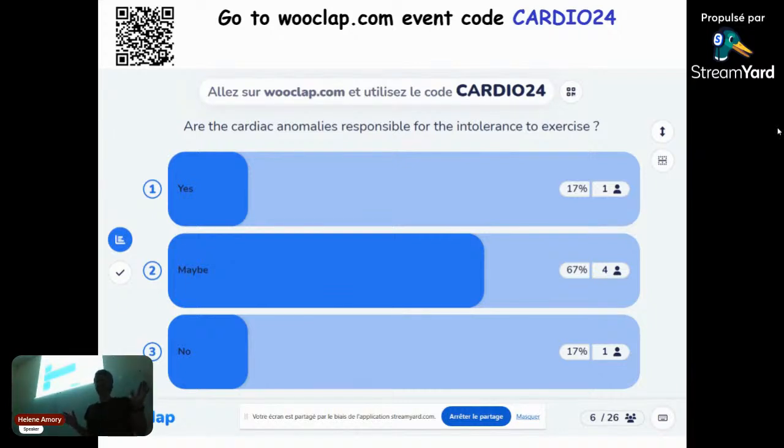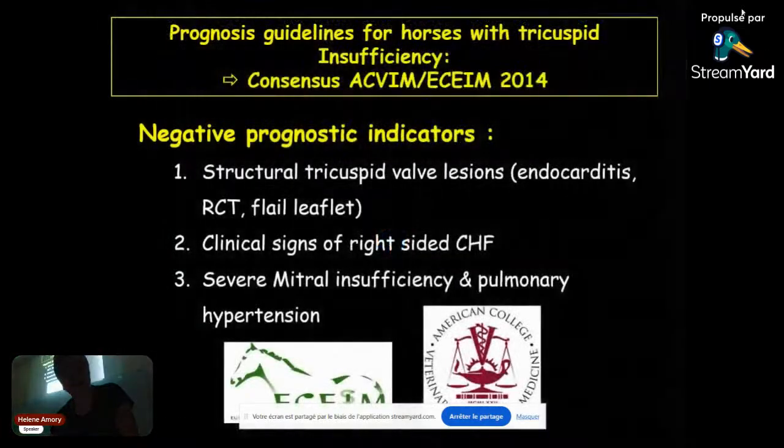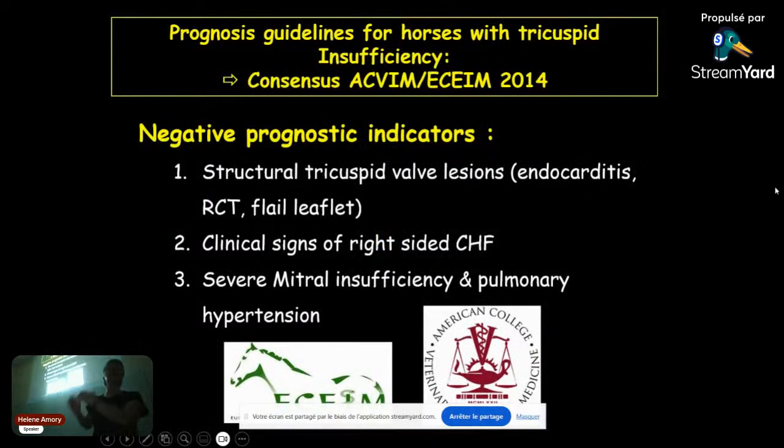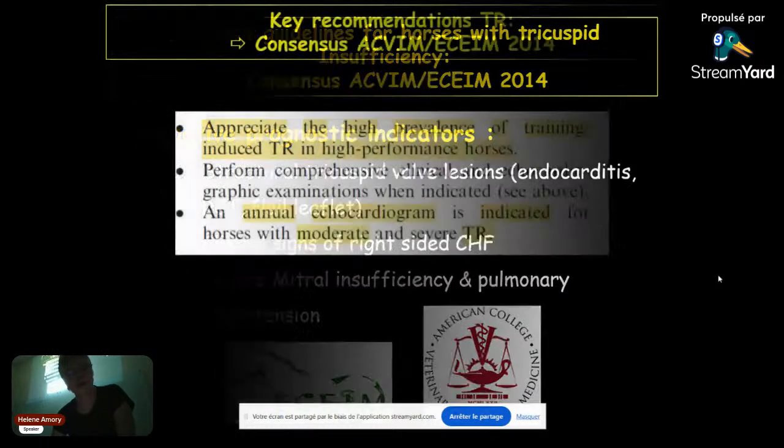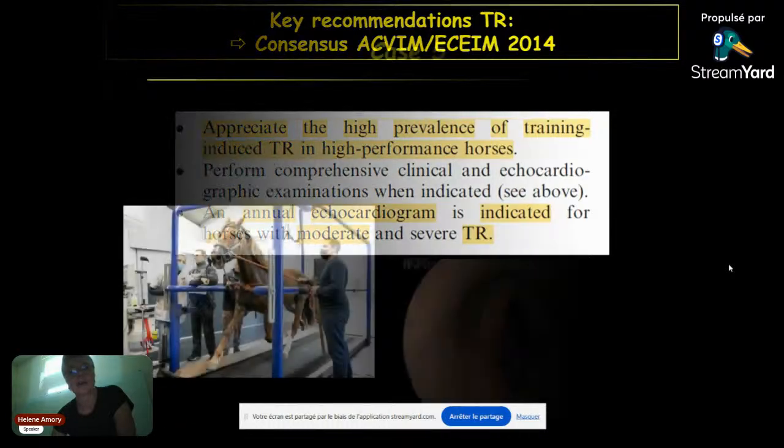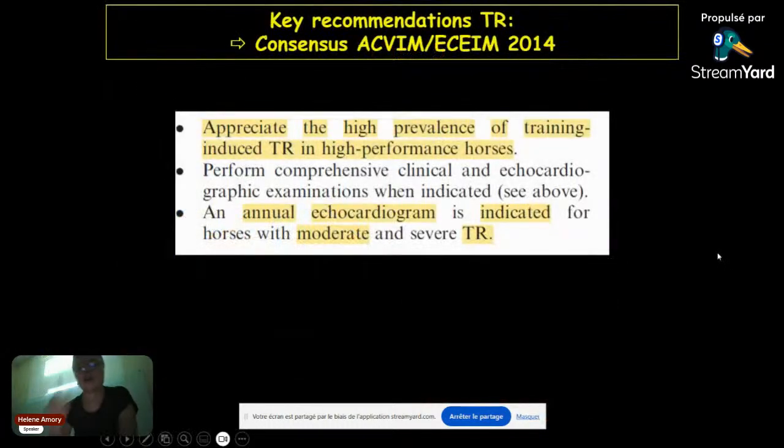I said it already, but I will say: a small tricuspid insufficiency on a young horse in training, not associated with anything else, with a very low grade of murmur, the consensus says this has a very good prognosis. I will be pretty confident in giving a good prognosis on this horse, okay? Remember to evaluate the fact that it can be associated with the training.